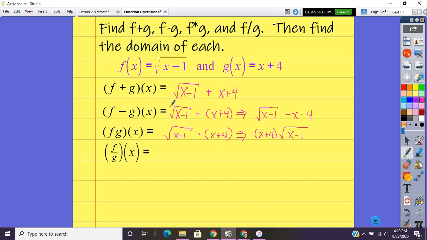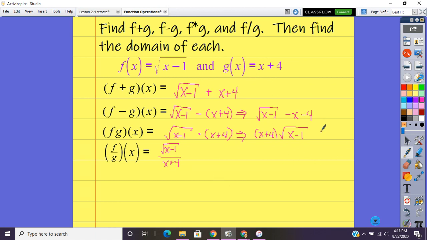Now let's try division. So f of x divided by g of x. This is where it gets a little bit trickier. All right, so I've got the square root of x minus 1 over x plus 4. Can't simplify anything. So really with square roots, all of these operations are pretty easy. It's the domains that can cause us some issues.